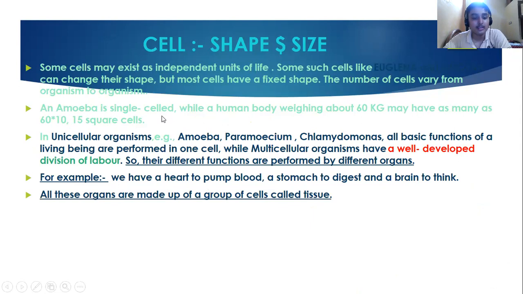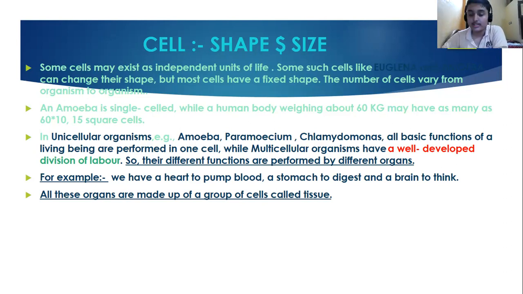An amoeba is a single cell, while a human body weighing about 60 kgs may have as many as 6 into 10 to the power 15 cells. In unicellular organisms, for example amoeba, paramecium, chlamydomonas, all basic functions of a living being are performed in one cell, while multicellular organisms have a well-developed division of labor.